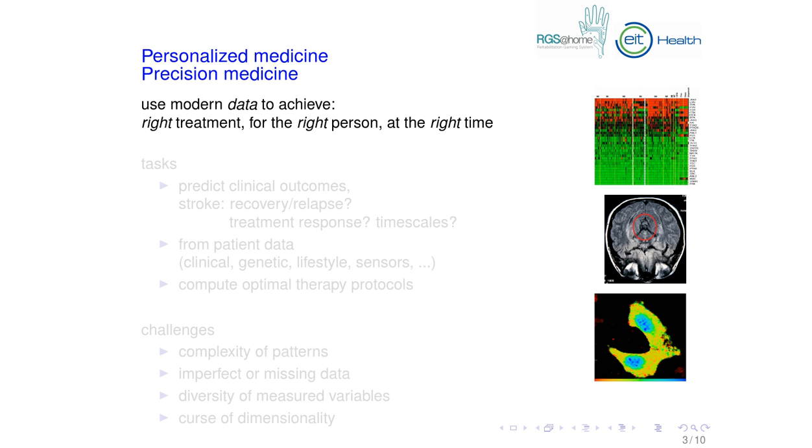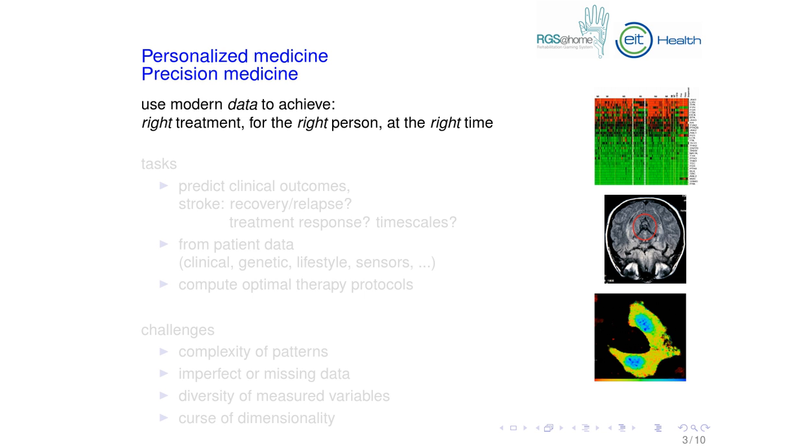Medicine has changed considerably in the last couple of decades, and the main reason is that we now have the ability to generate large amounts of very sophisticated data, which we weren't able to do until recently. And now with the availability of these large amounts of data, the ambitions of medicine have changed.